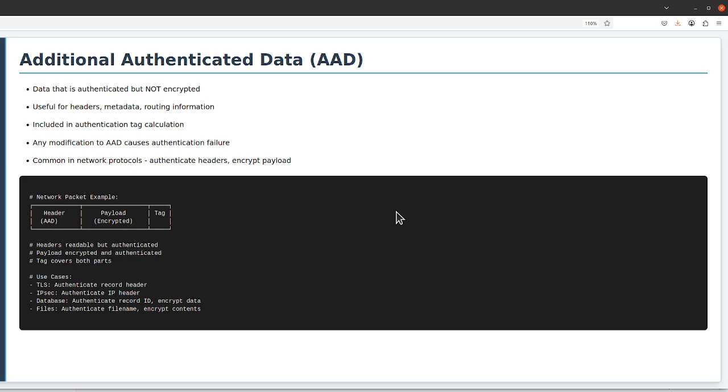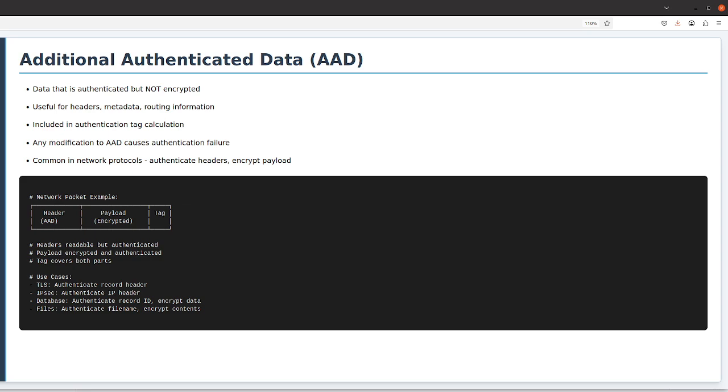Another example is database records. You might have a record with a record ID, timestamp, and user data. The record ID and timestamp might need to be searchable, so you cannot encrypt them. But you want to ensure they have not been tampered with. You encrypt the user data as plaintext and pass the record ID and timestamp as AAD. The authentication tag covers everything.